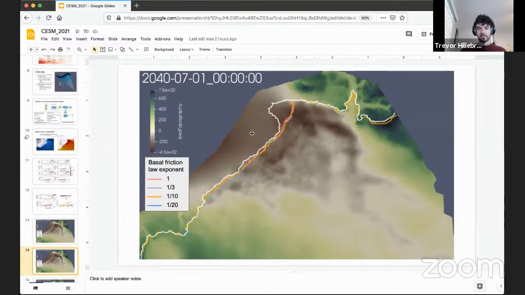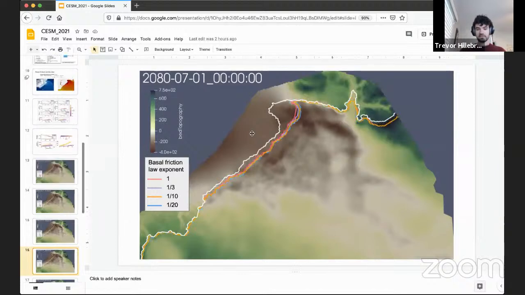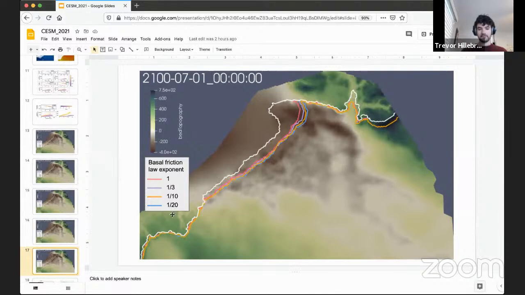And we see there's a little bit of jostling back and forth, but by and large, this very non-linear basal friction law gives us the most retreat, and the linear basal friction law gives us the least retreat, which is, again, not surprising.